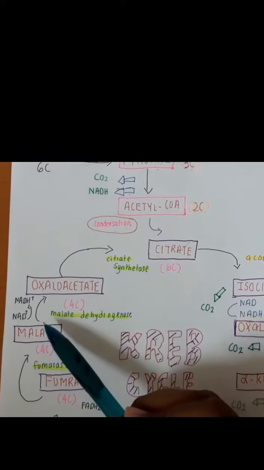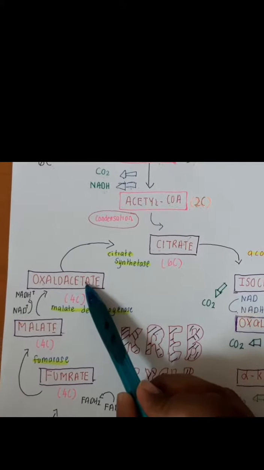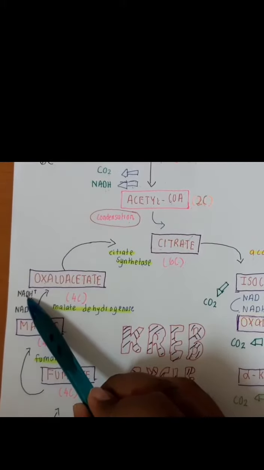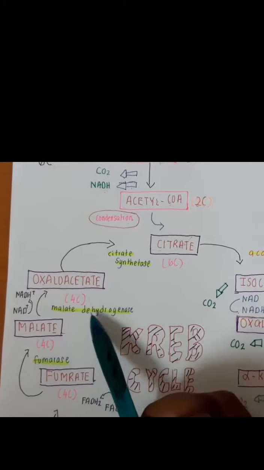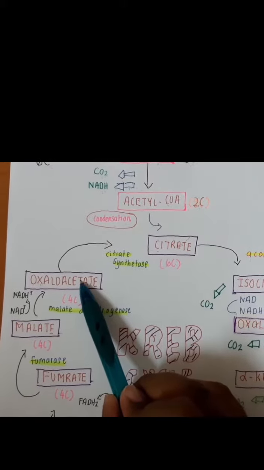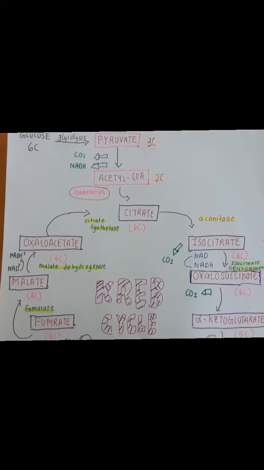Malate is oxidized to regenerate oxaloacetate, which is 4-carbon. NAD+ is reduced to become NADH. The reaction is catalyzed by malate dehydrogenase. Oxaloacetate can combine with acetyl CoA and the cycle is repeated again.